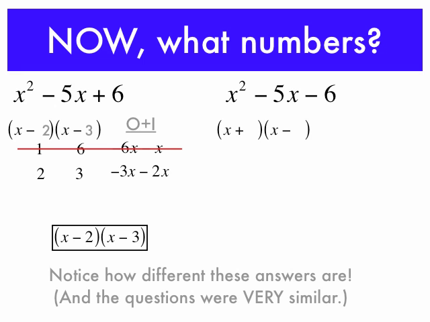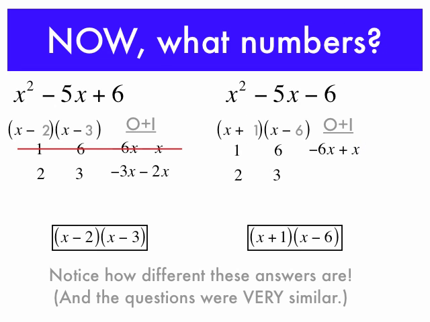Now for this next one, obviously my signs are different. The second I see that negative 6 on the end, I know I have different signs. My 1 and 6 and 2 and 3, the choices are the same. If I put in 1 and 6, I'll get negative 6x plus x. That's negative 5x, so I found it on the first time.